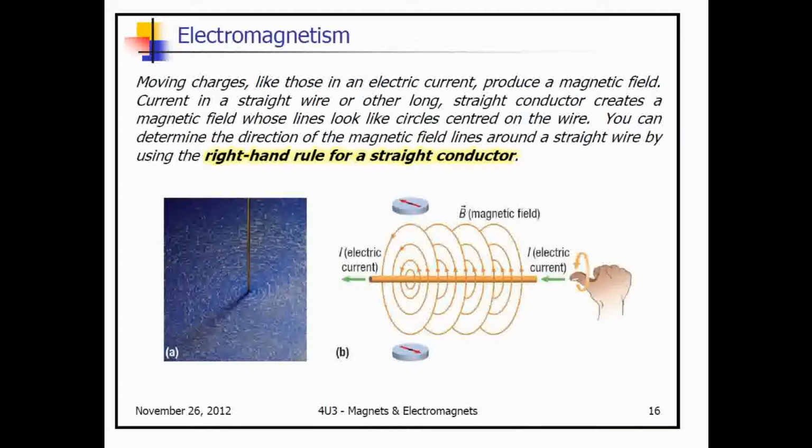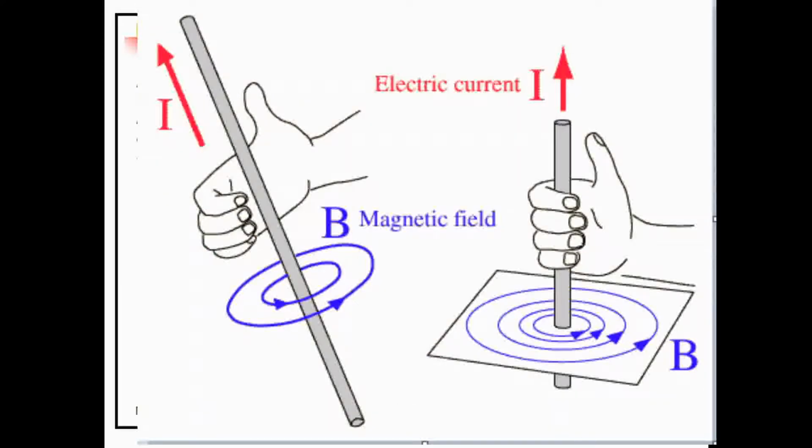If you grab onto that conductor, your thumb would be in the direction of the current, the conventional current, and the curl of your fingers would be the direction of the magnetic field. I don't know if I like this image that's shown here, so I'm going to show you a different one that I think is a bit better. But basically, if you hold the conductor with your right hand and you put your thumb in the direction of the current, the curl of your fingers is the direction of the magnetic field.